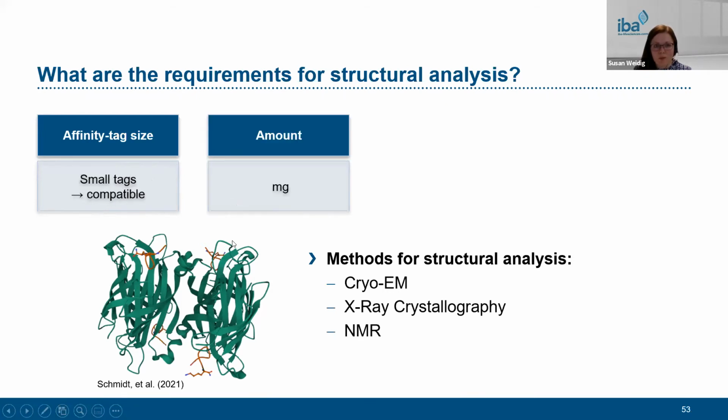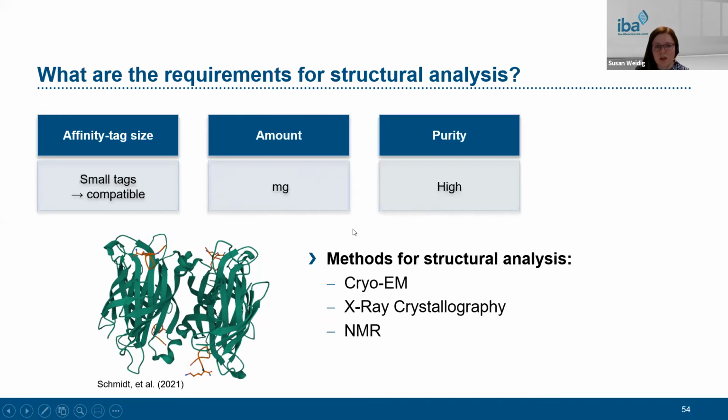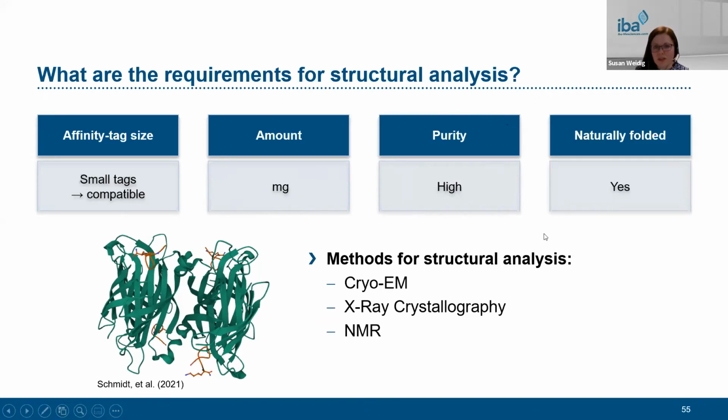A second requirement which has to be fulfilled is the amount. So you need mostly milligrams of your protein for the analysis. And for structural analysis, you also need a high purity of your target protein, and it should be naturally folded.